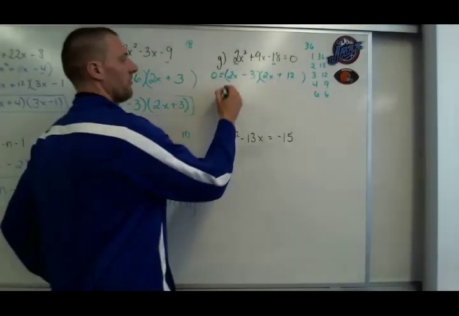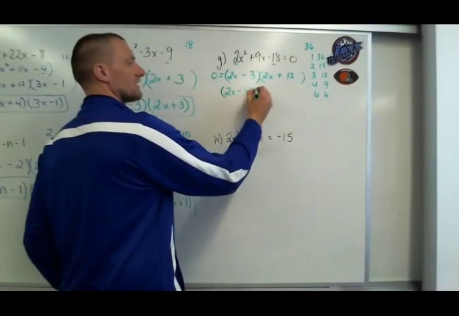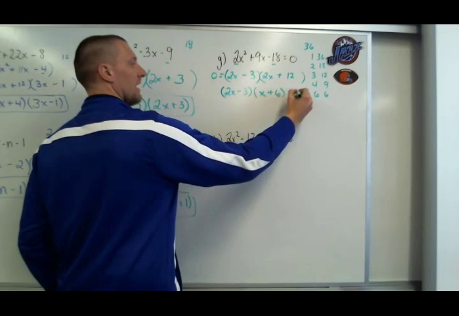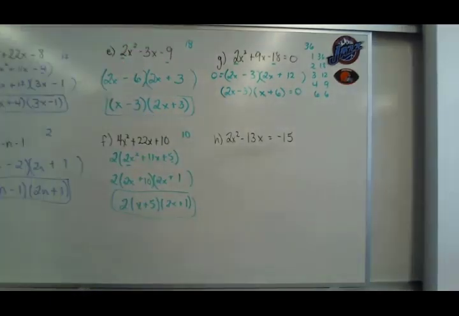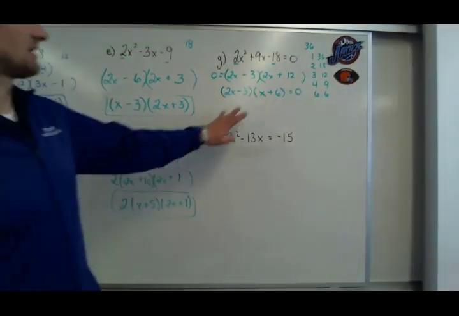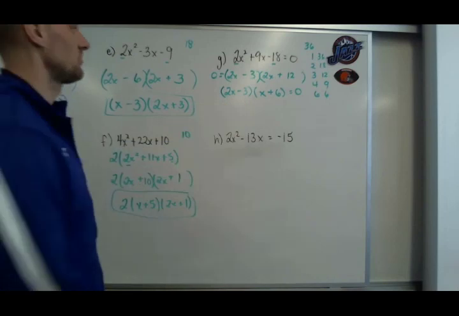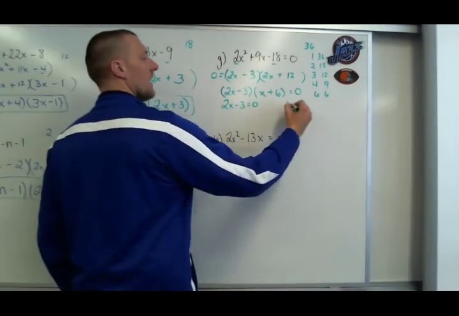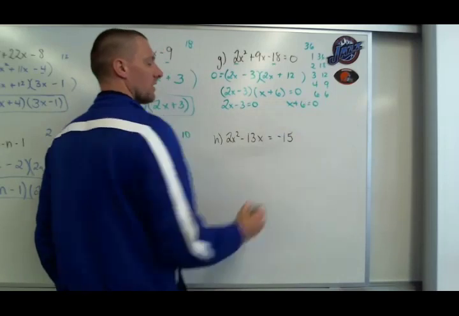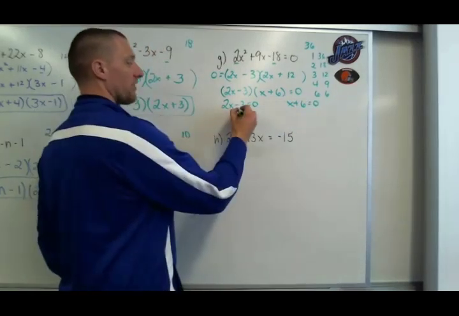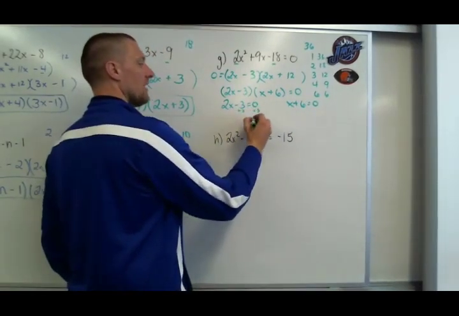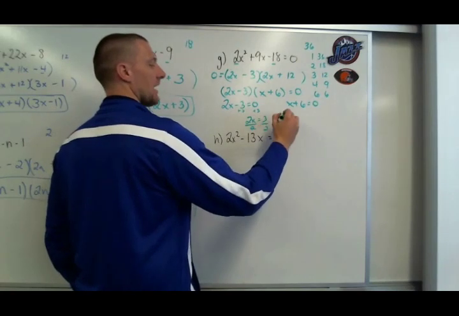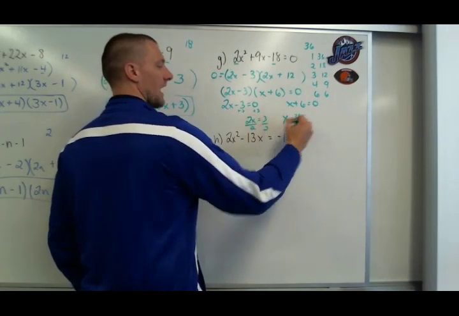Okay, so now looking for common factors. That doesn't have one. This has a 2 in common. So I pull that out, I get that, and it's still equal to 0. Now just like last section, I take each of these, set them equal to 0, and solve. So 2x minus 3 equals 0. X plus 6 equals 0. And then I solve. So I add 3. That gives me 2x equals 3. Divide by 2. And x equals 3 halves.